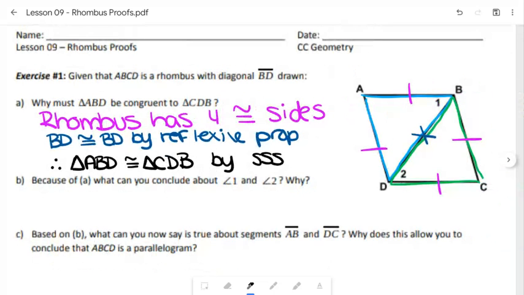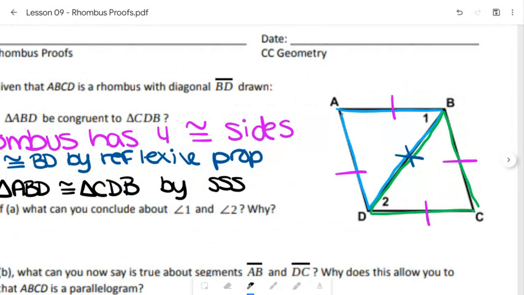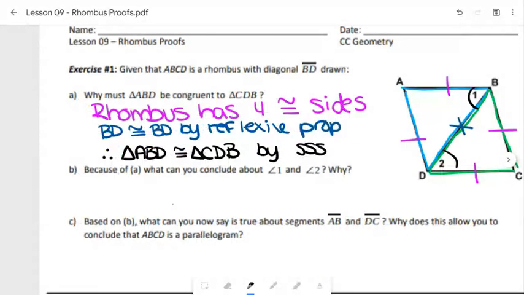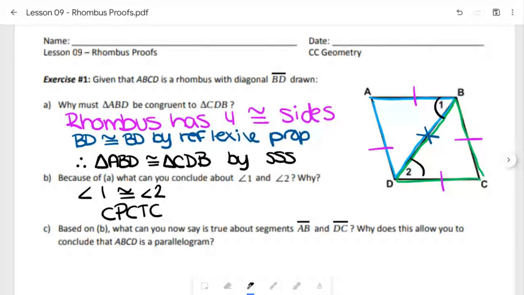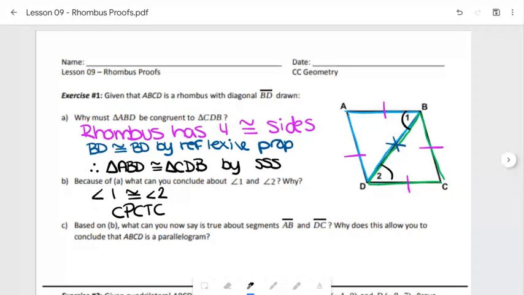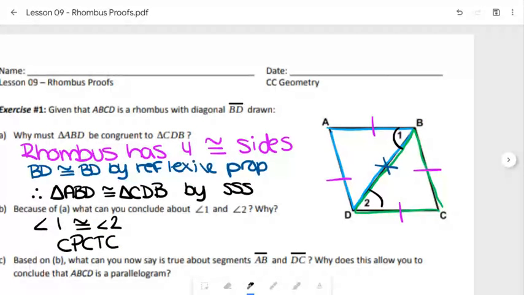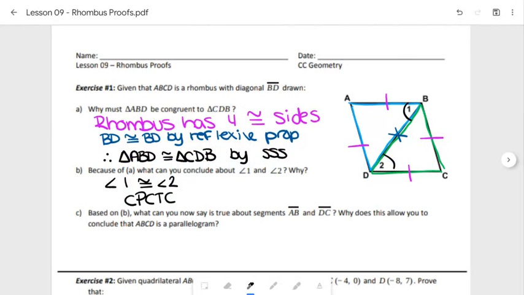If I do it this way, because of A, why can we conclude angle 1 is congruent to angle 2? Well, we know any corresponding part would be congruent. So we know angle 1 is congruent to angle 2, and it's from CPCTC. I already knew 1 and 2 were congruent though, because if it was a rhombus, I also know that AB is parallel to CD, and 1 and 2 would have been those alternate interior angles.